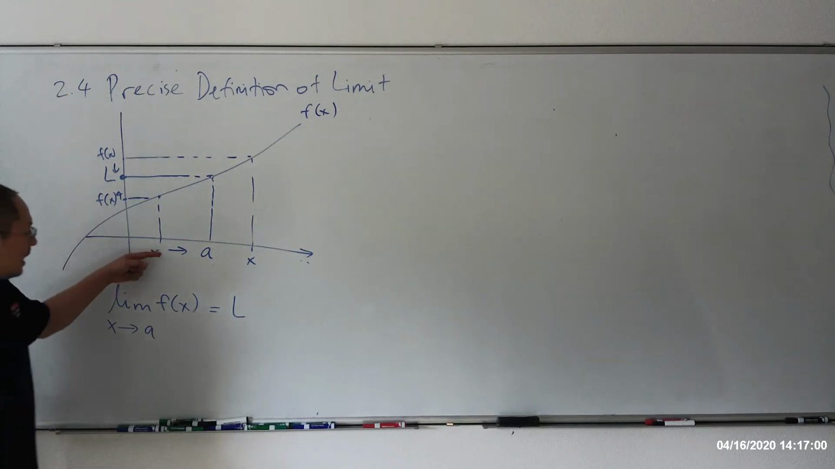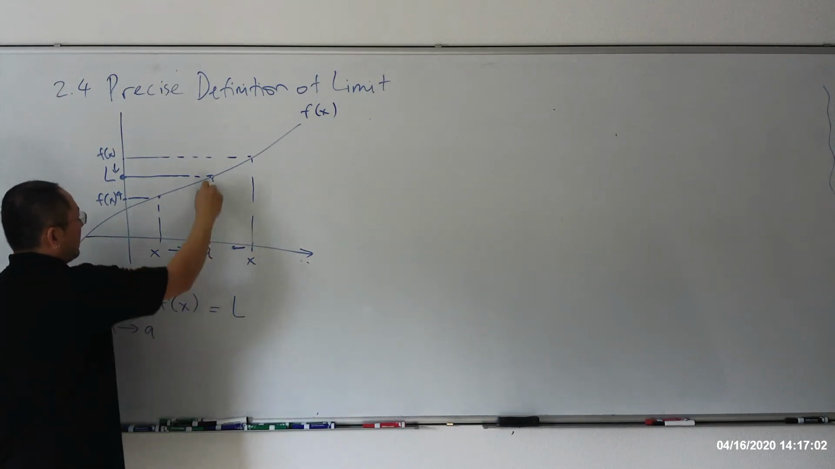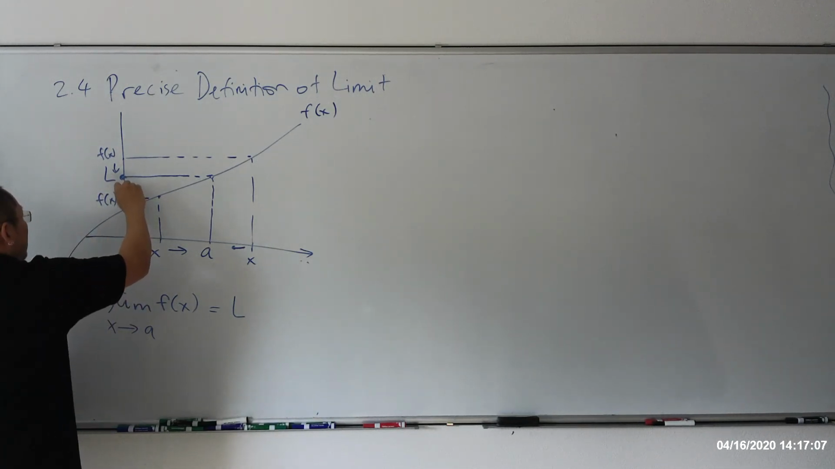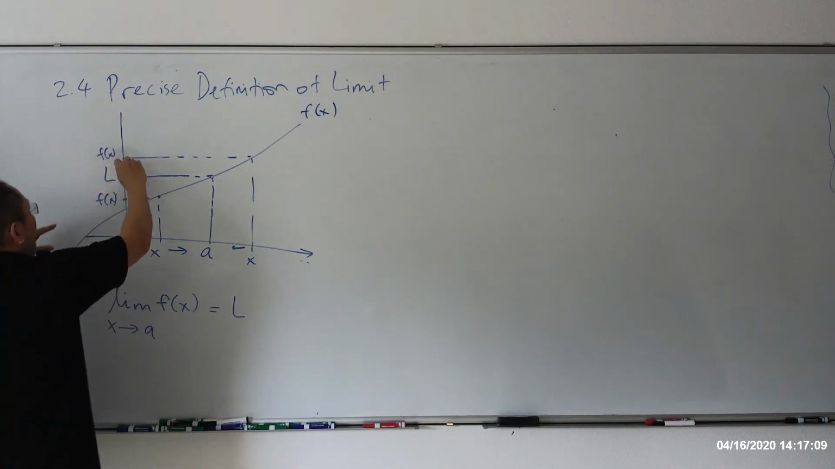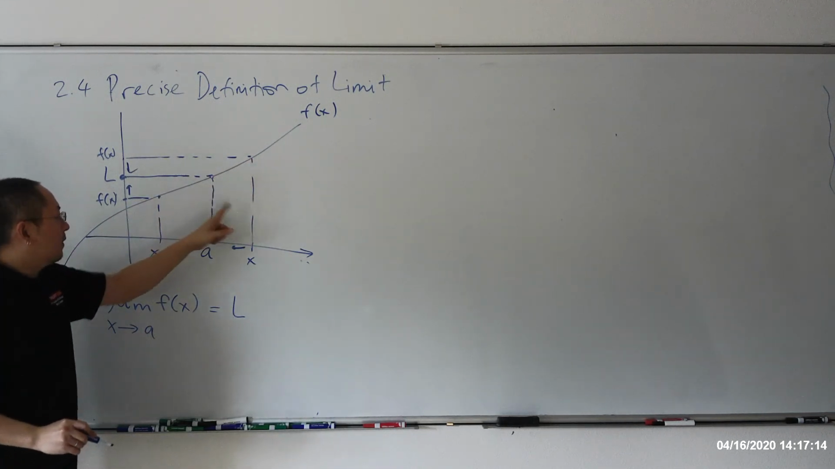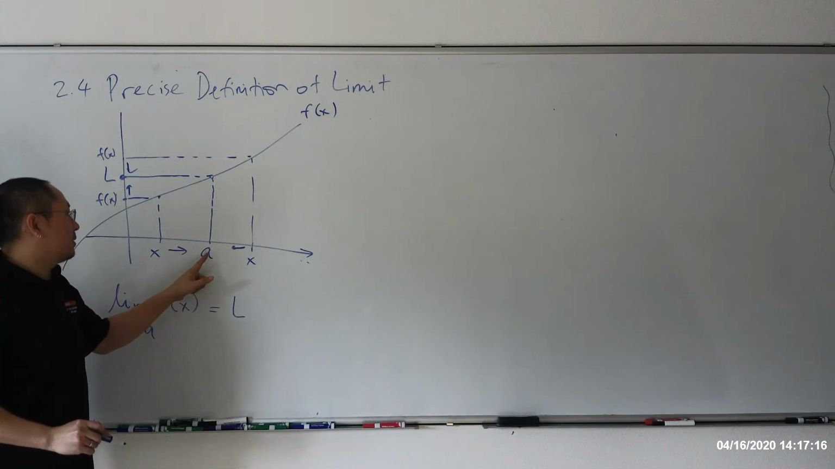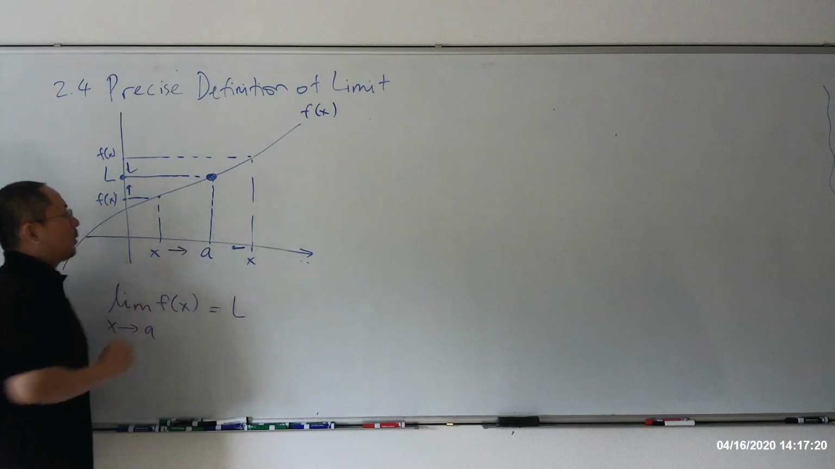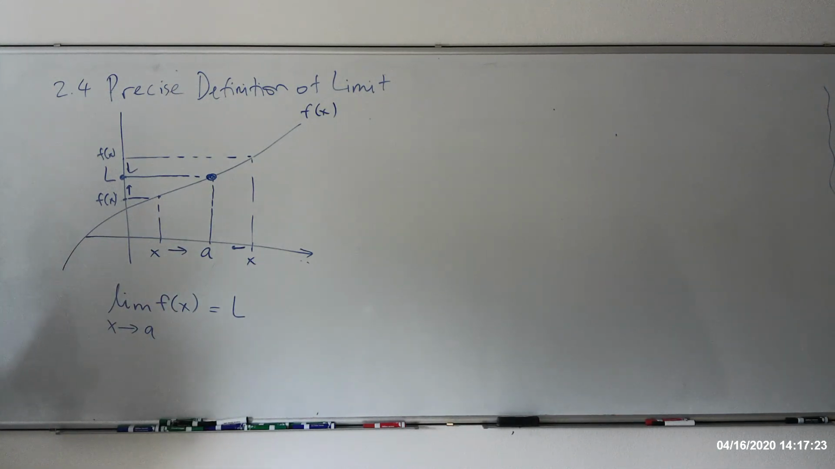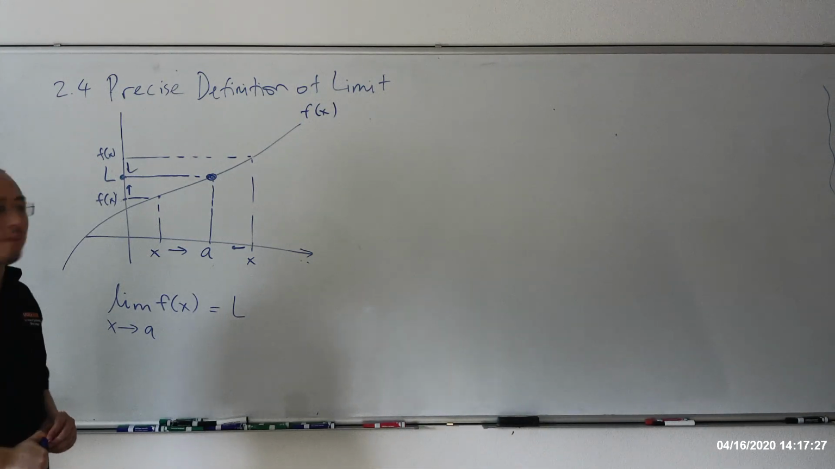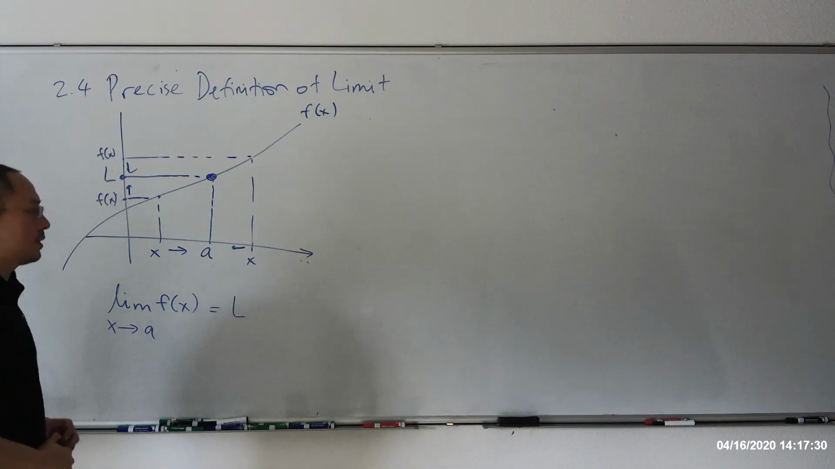X getting close to A, and f of x getting close to L. This is the arrow that I'm trying to draw. Close to L. That was the point. In other words, any point on the graph, when you move along x close to A, that point on the graph will get closer to this point right here. That was the idea. Question is, how can we translate that idea into a mathematical language that's correct all the time in terms of real numbers?